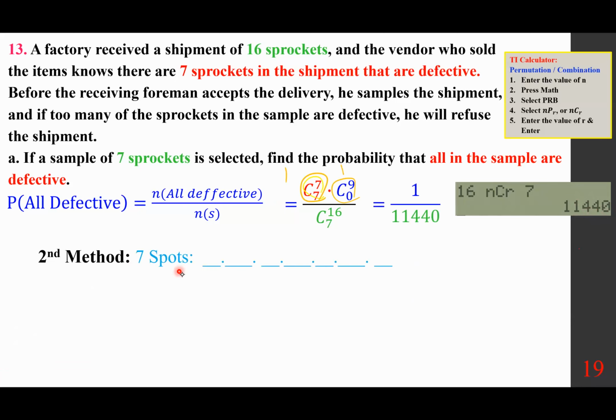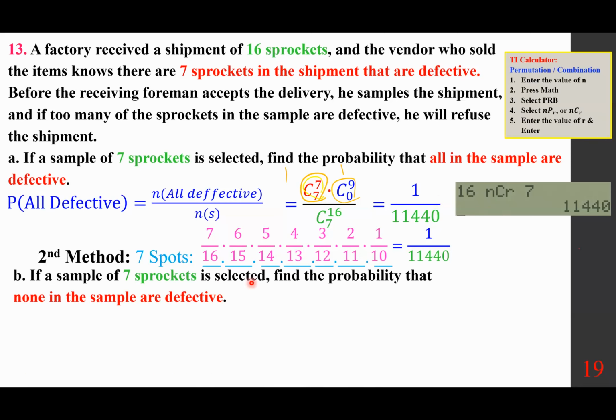The second method, you have 7 spots. Seven out of 16. The very first spot, what is the probability that the first spot is a defect? 7 out of 16. What about the second one? This is without replacement, 6 out of 15. What is the next one? 5 out of 14, 4 out of 13. Notice the denominator is 16 and it goes down by 1. And the numerator is 7 because we want 7 and it goes down by 1. And if you calculate it in this manner, you should get the same answer.